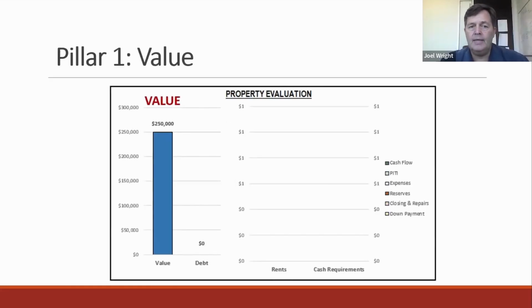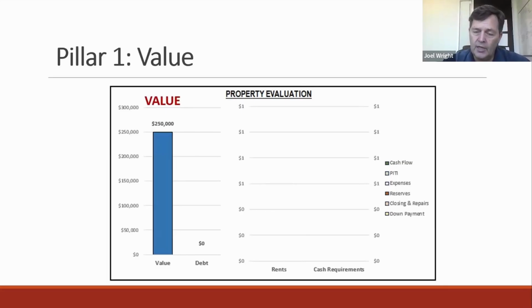The first pillar is value. Value is the value of the property. Using our previous example of 100,000, the value of that property would be 100,000. Even if you have $105,000 into the property, the value, what you could sell it for, is 100,000.